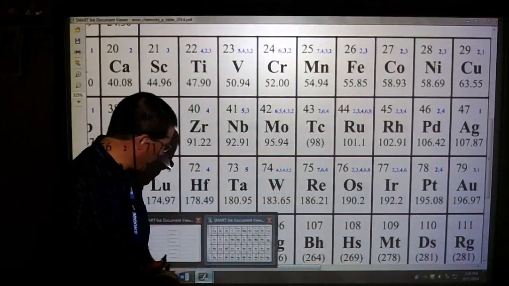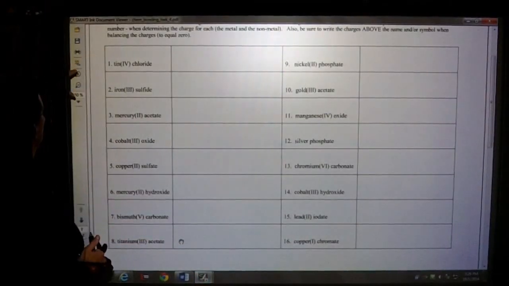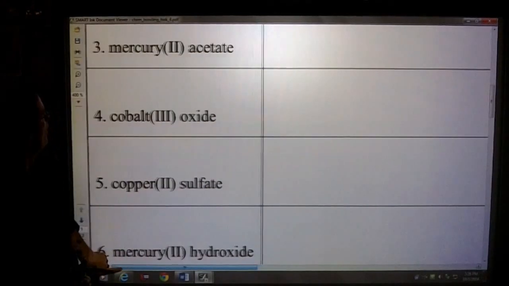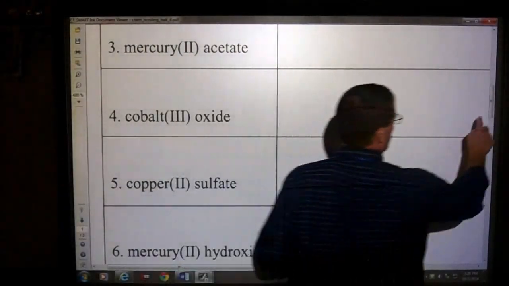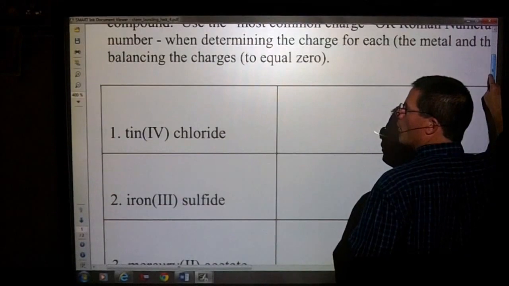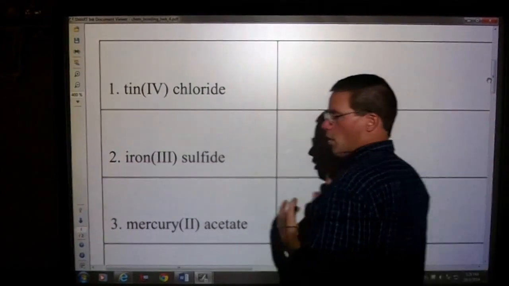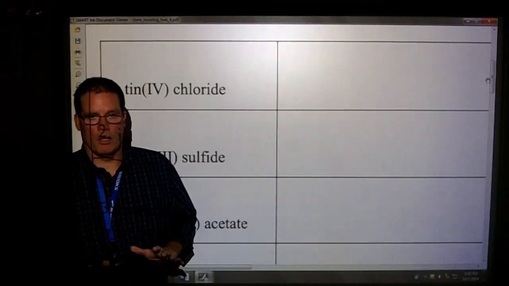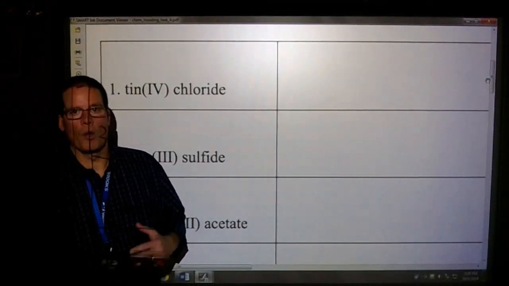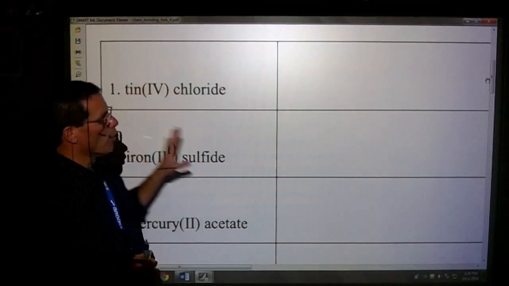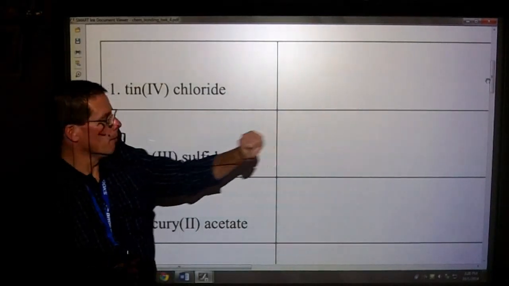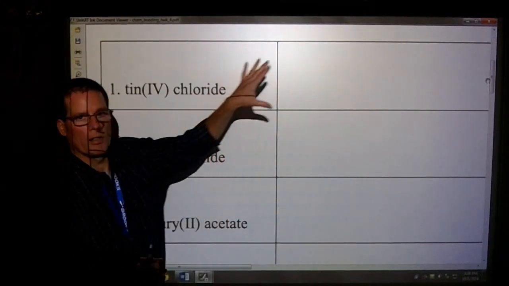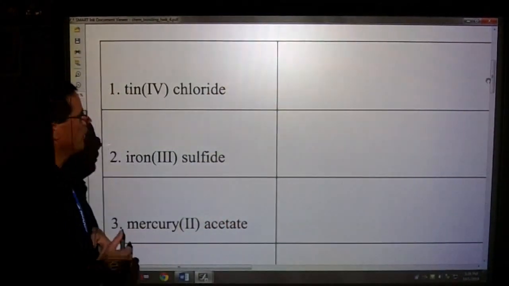All right, so let's go to the homework here. Let me blow that up a little bit for you. What we're doing again is you're starting off with the name and you're going to write out the formula. Again, I highly recommend this: always write the charges above before you even start to write any of the formulas. Write your charges before you write the subscripts. That's probably a better way to state that.